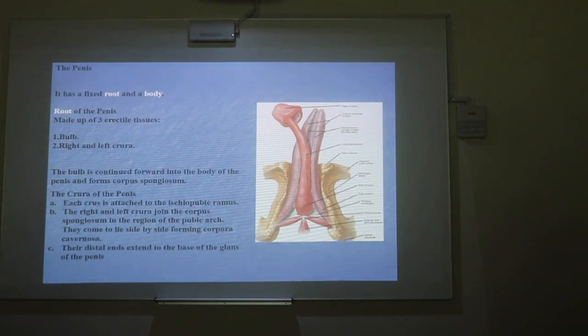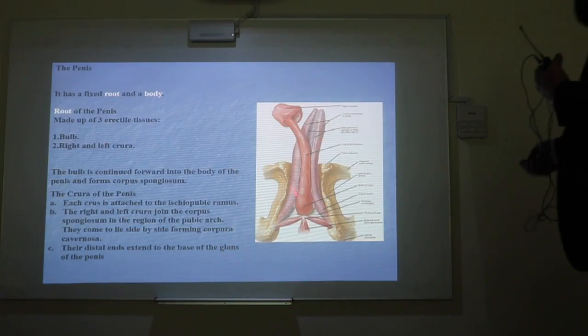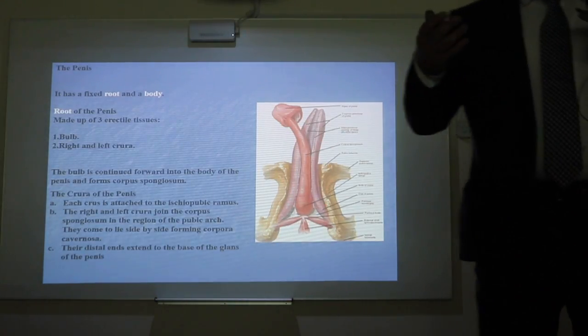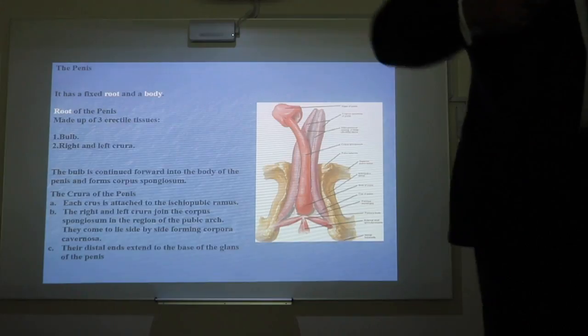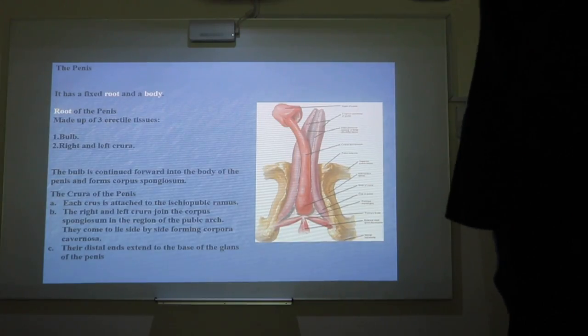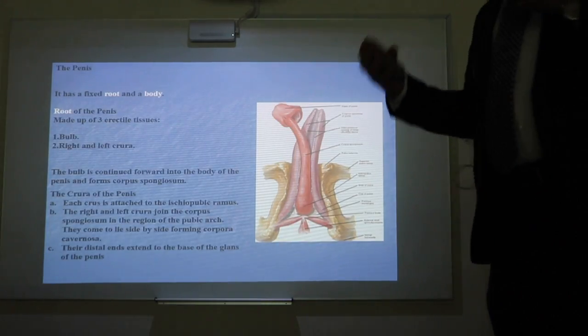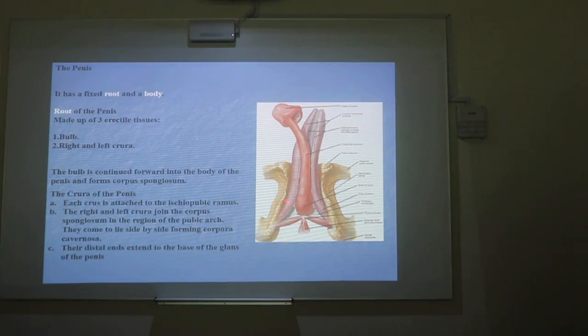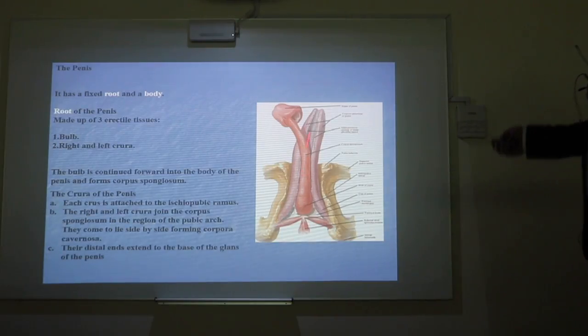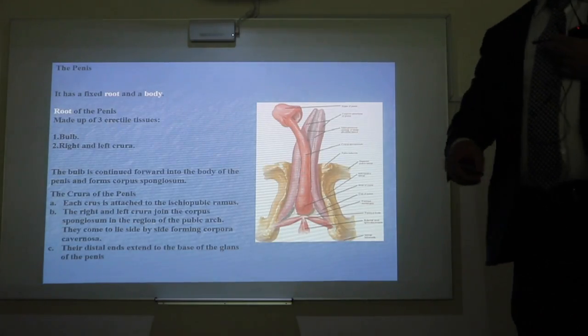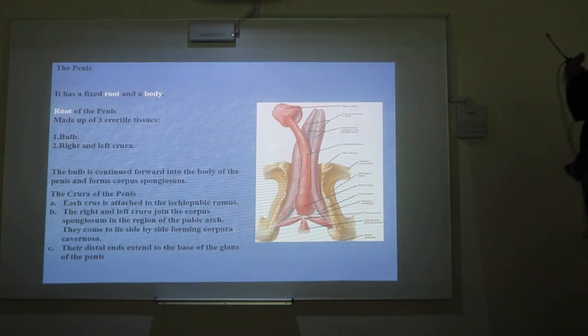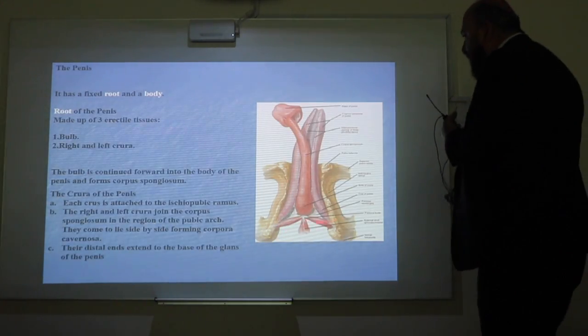Okay, so the penis is actually composed of 3 erectile tissues. It has 2 parts, not divided into two halves, but the fixed part of it is the root of the penis. It is fixed to this. What is that? The urogenital diaphragm, right? And the ischiopubic rami. And the movable part, the pendulous part, is the body. So it has a root and a body.